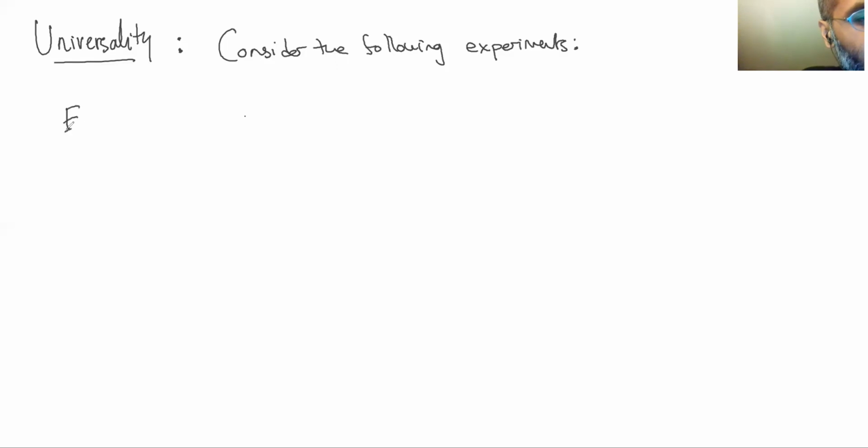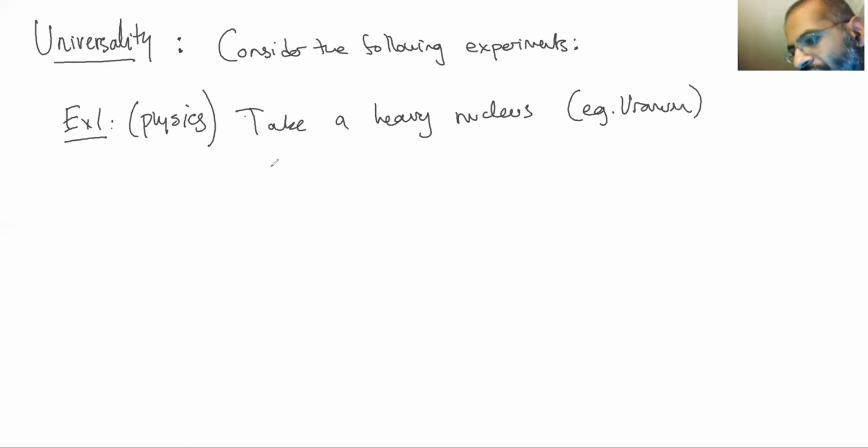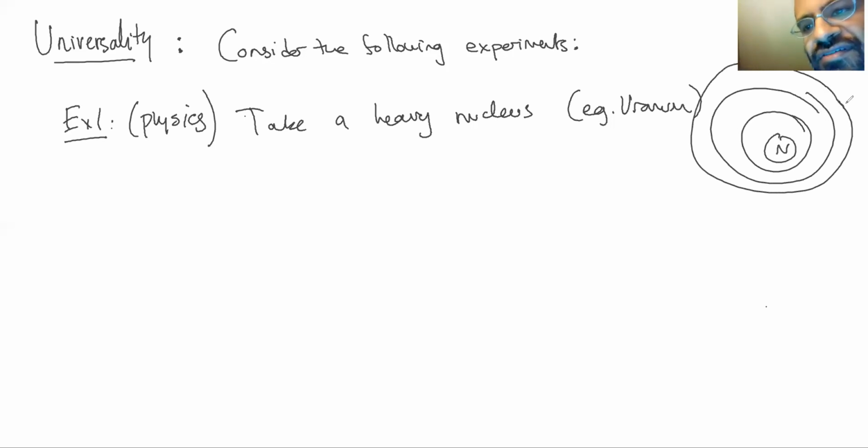So the first experiment, experiment 1, is an experiment in physics, or maybe chemistry. The experiment is, well, take a heavy nucleus, for example, uranium, so the high atomic number. And as you know, in chemistry, the electrons appear at these energy levels, right? So there's a nucleus, and then there are these electrons that appear at different distances.